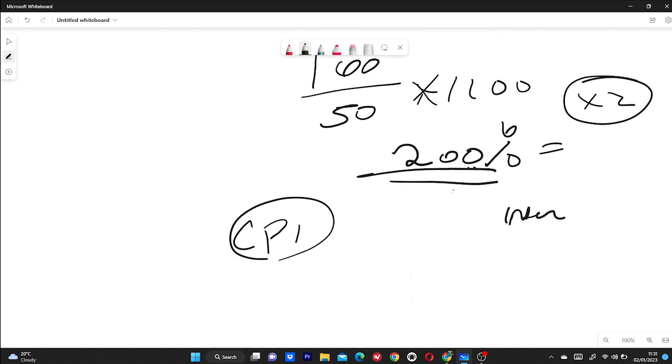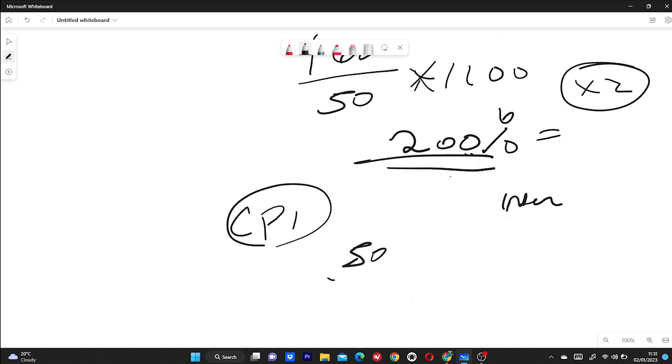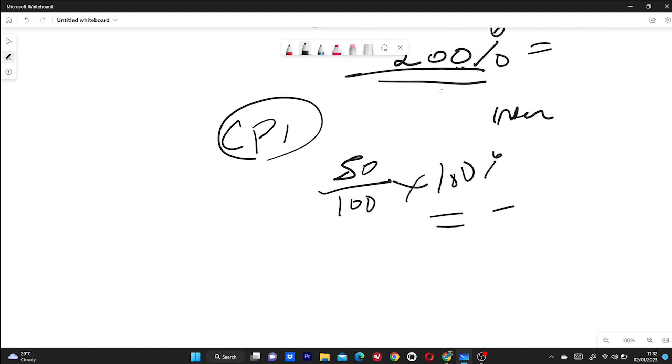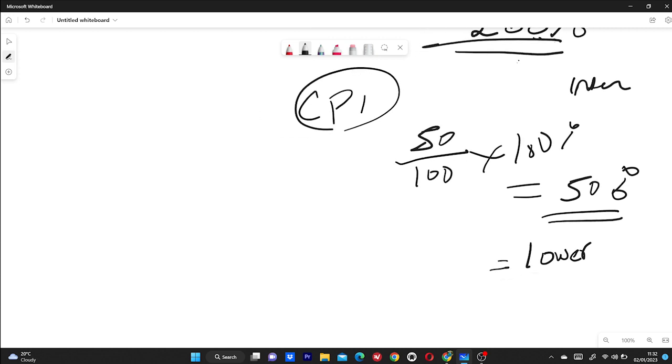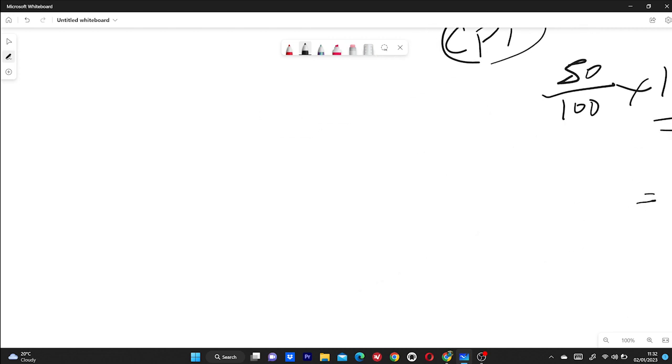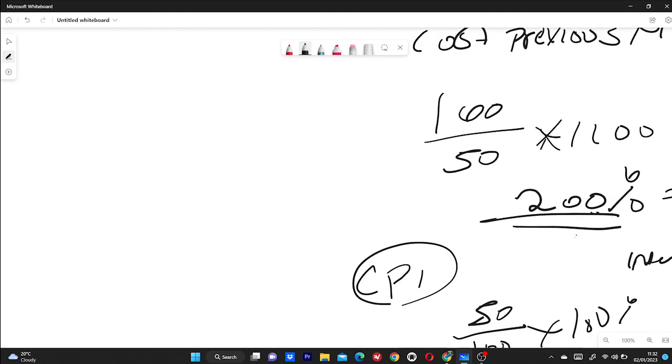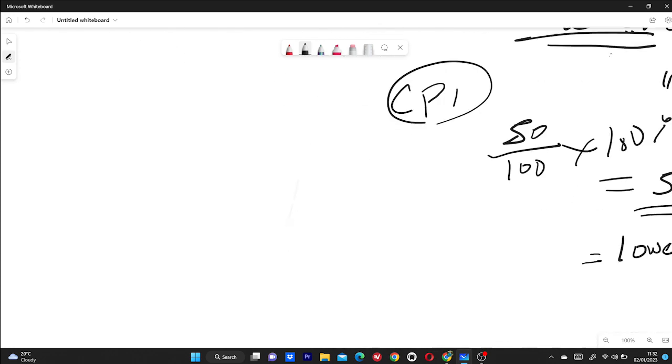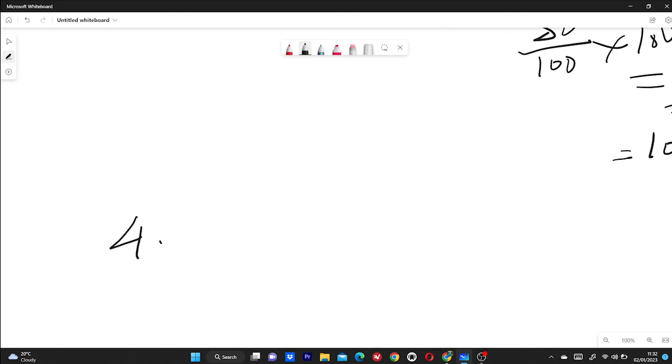The opposite is also true. When the price of Brent is now 50 and previously it was 100, times 100%, here we have 50%, which is very low. So what the government will do is lower the interest rate to encourage its citizens to spend more. With that, let's talk about number 4, which is the interest rate. I'll be talking about the 5 of them. So, interest rate.